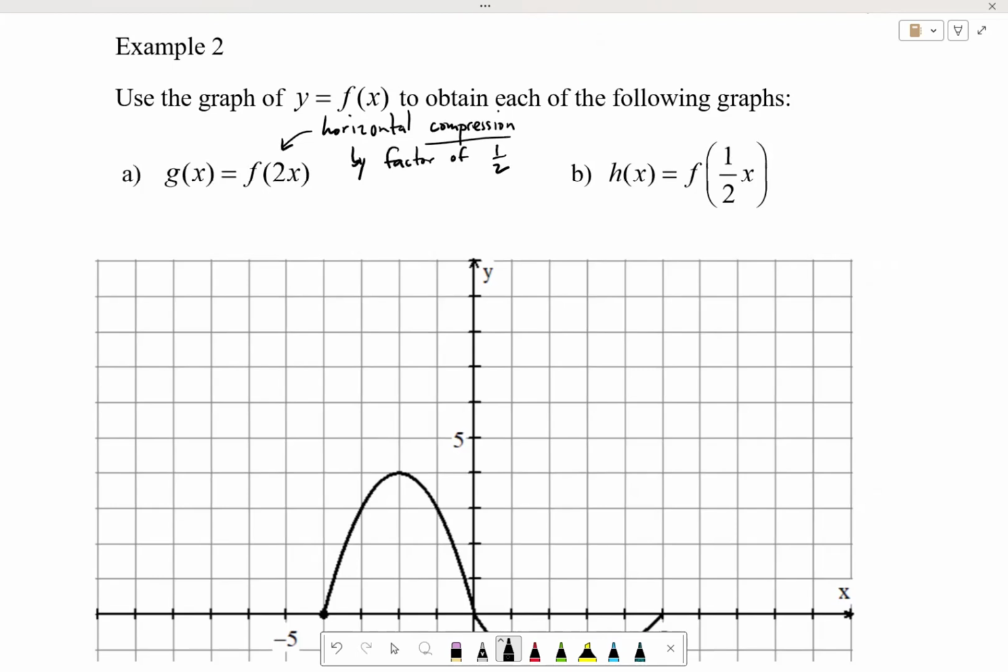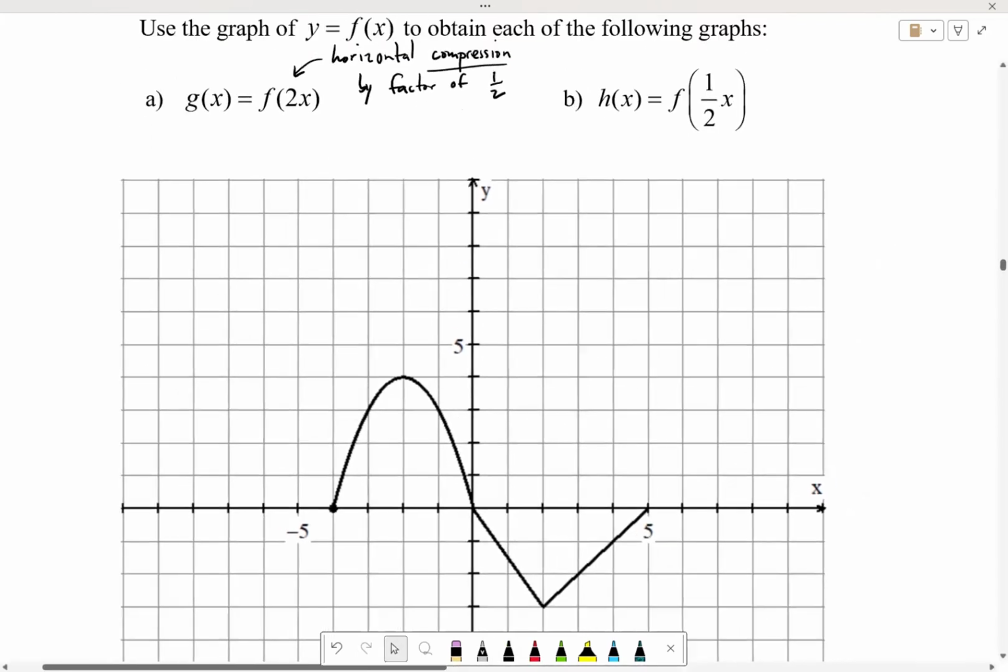If that would have been a 3 in there, it'd be a factor of 1/3. If it would have been a 4/5 in there, then it'd be a factor of 5/4. Exactly. So you take the reciprocal of whatever number is inside.